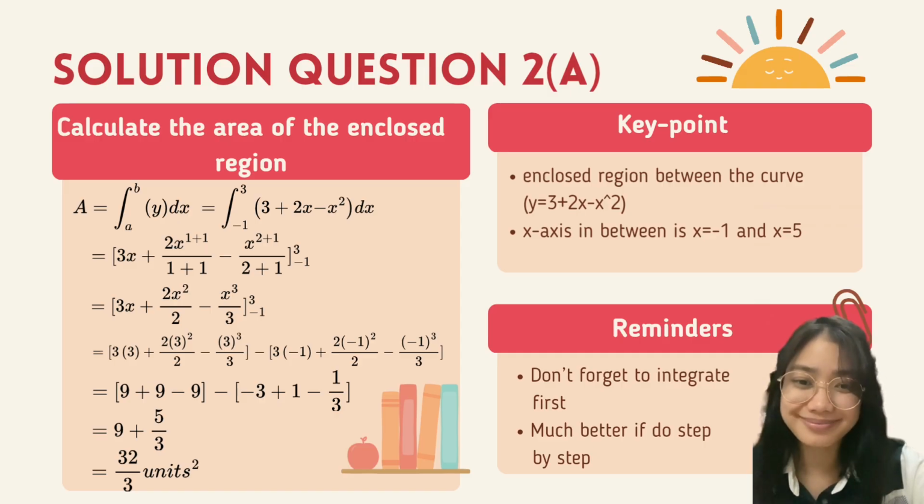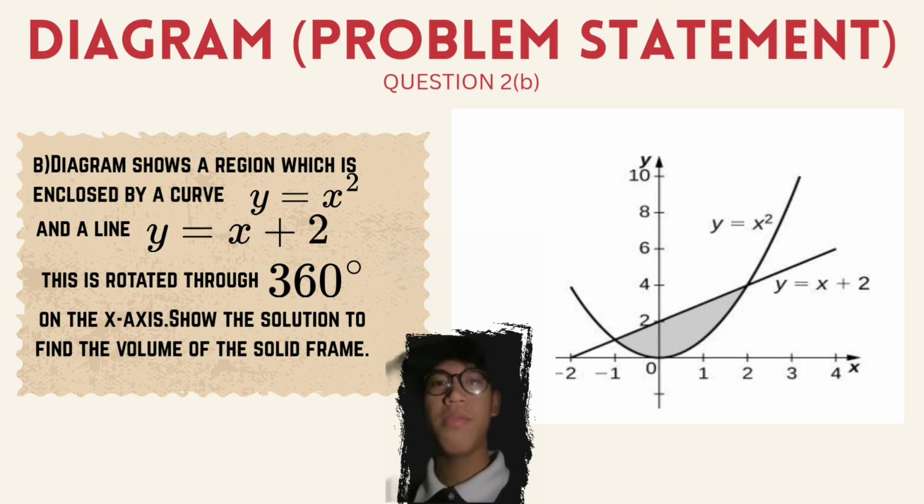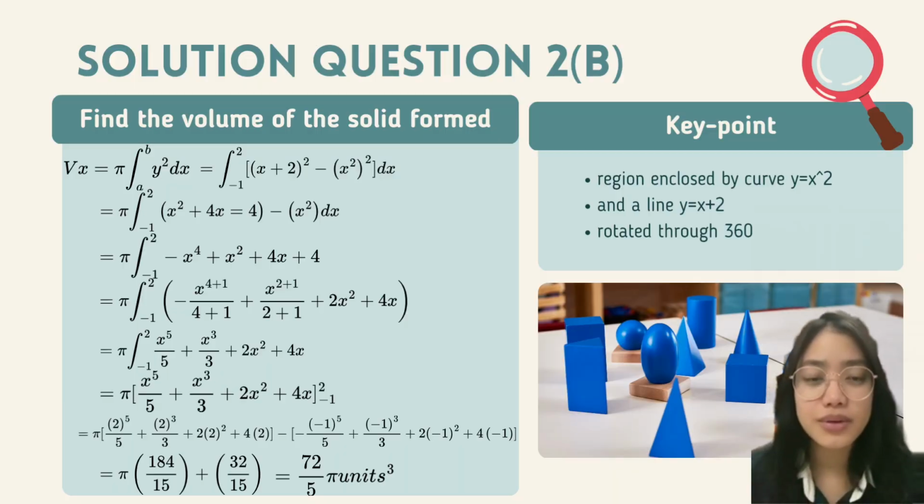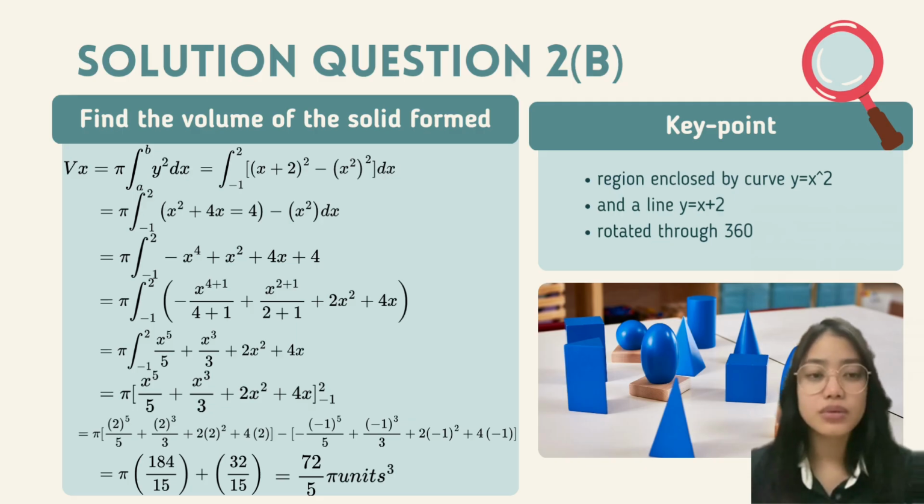For part B, we find the volume of a solid formed by rotating the region between y equals x squared and y equals x plus 2 from x equals minus 1 to x equals 2. We use the washer method with the formula. Next, we're going to find the solution to question 2b, where we find the volume of the solid formed. The key point of this question is the region enclosed by the curve y equals x squared and the line y equals x plus 2.